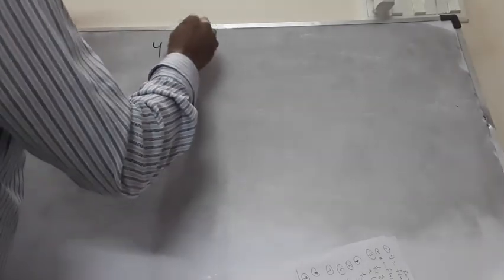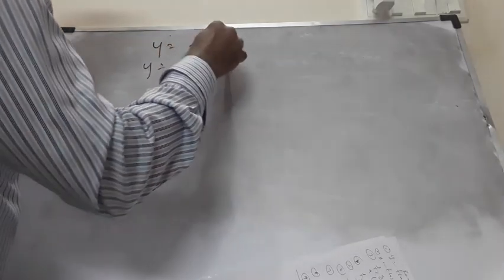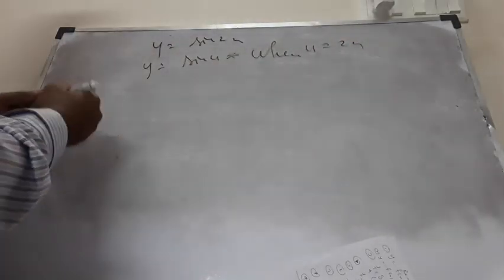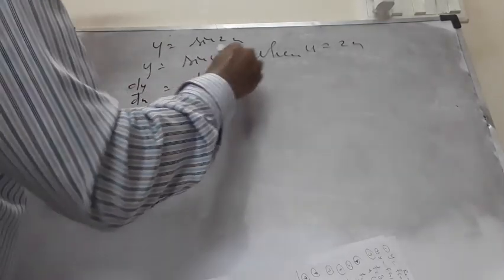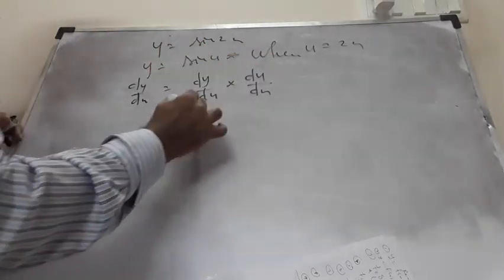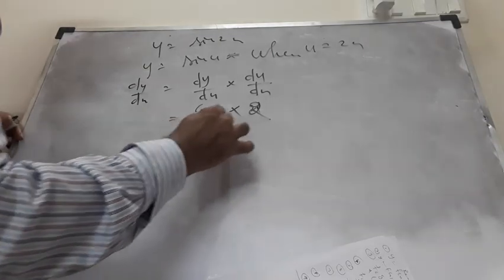Just listen carefully. Here, y is equal to sine 2x. I call it y is equal to sine u, where u is equal to 2x. How do I get the solution here? dy by dx is dy by du into du by dx. This is called the chain rule. What is the derivative of sine u with respect to u? Cos u. What is the derivative of u with respect to x? Which is 2. Therefore, this reduces to 2 cos 2x.